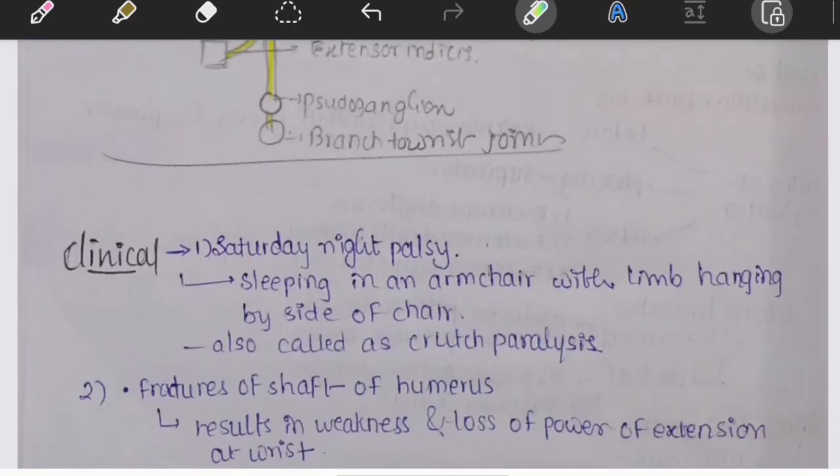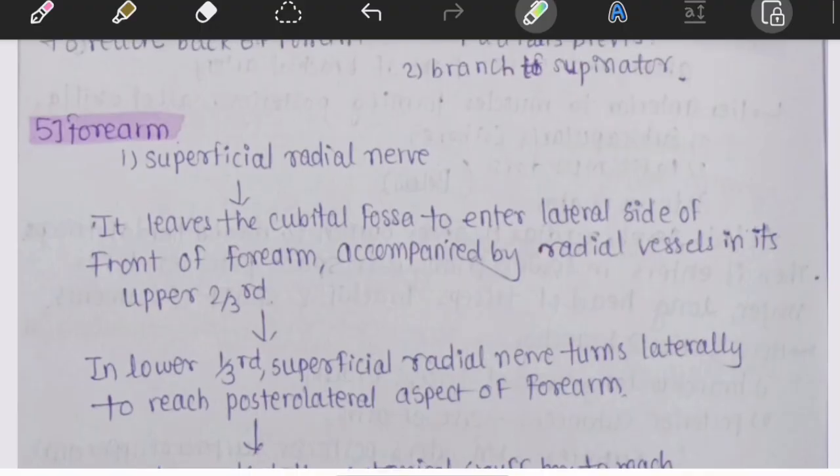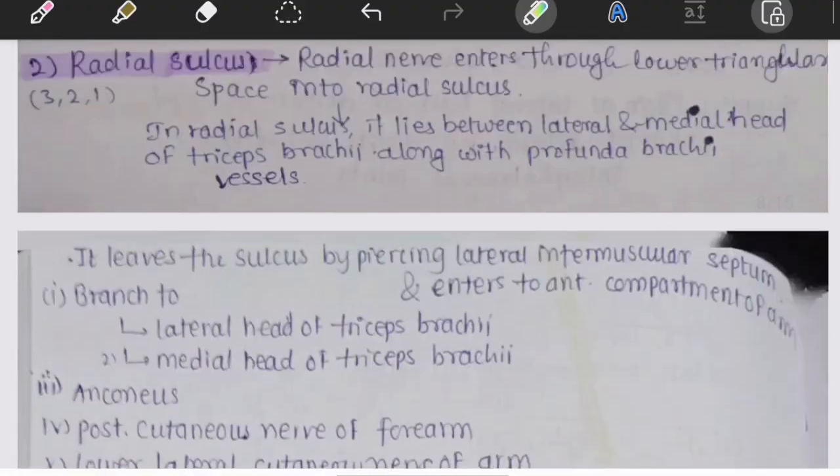These are the clinicals. This is the diagram. These are the branches, course, relations. And the radial nerve is over now.